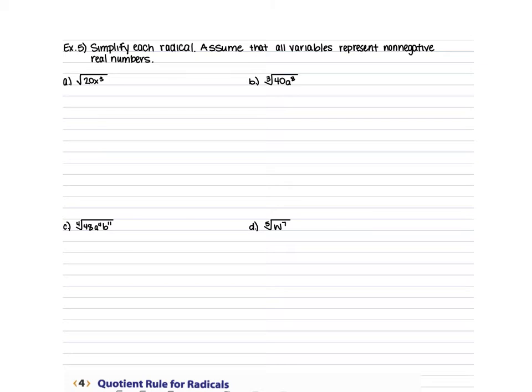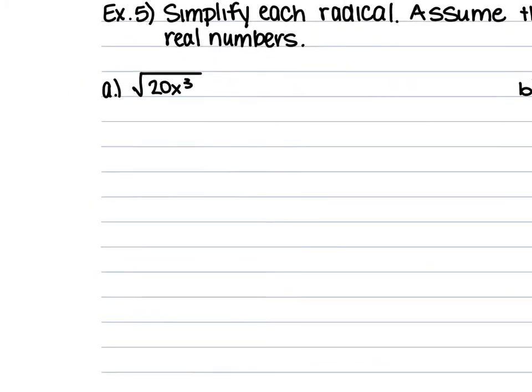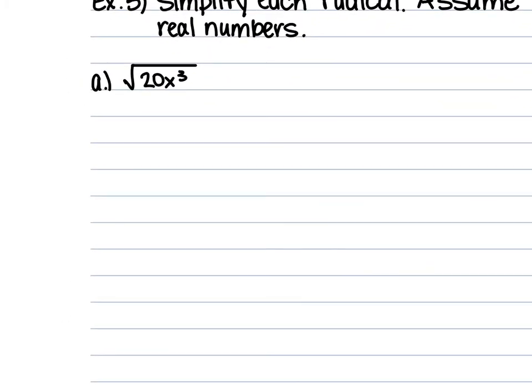For example 5, it tells us just to simplify each of these radicals and to assume all variables represent non-negative real numbers. So with these, we're going to be doing the same exact things that we did in the sections before. We're going to find the prime factorization of the number that's underneath the radical, and then divide the power that's on the exponent by the index. If there isn't an index, it's automatically an invisible 2. So for example A, we have the square root of 20x cubed. So again, our invisible index here is a 2.